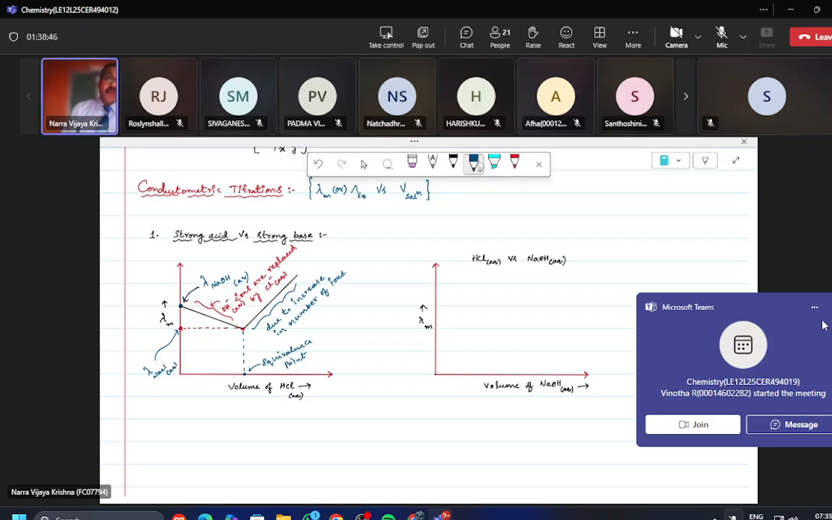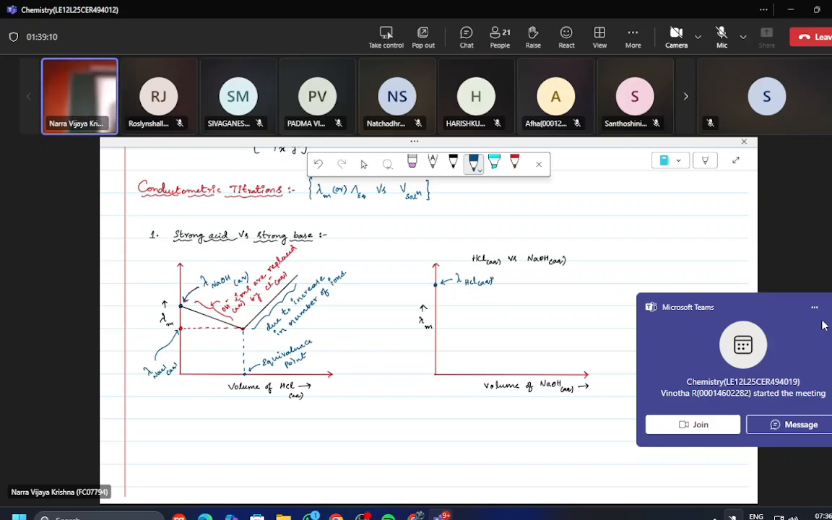Initial conductance will be very high. Reason? Due to presence of H+, Grotthuss effect, H+ conductance will be far higher compared to NaOH. Here it will be very high. Correct? So this is because of lambda of HCl.